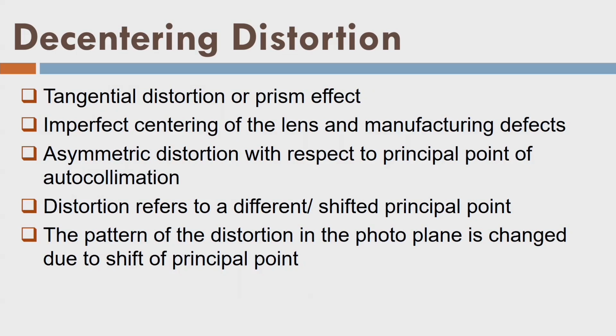Let us go to the decentering distortion, which is also called a tangential or prism effect. Because of the imperfect centering of the lens and manufacturing defects, this error is there, and it is an asymmetric distortion with respect to the principal point. This distortion shifts the principal point, or if the principal point is already shifted, it will further change the pattern of distortion.